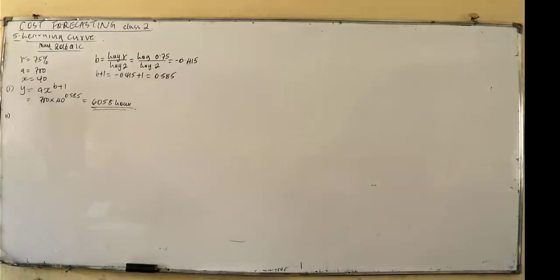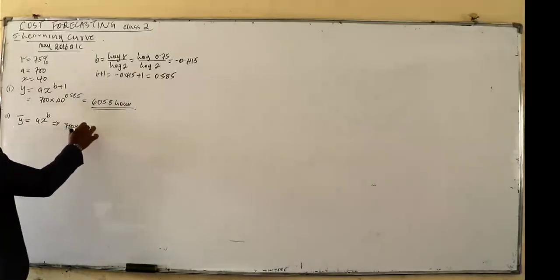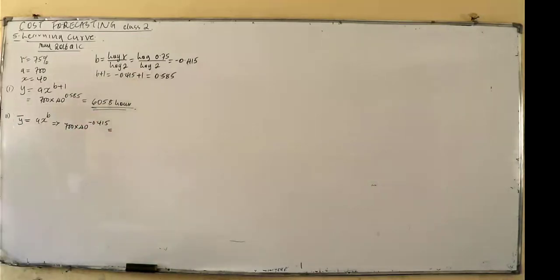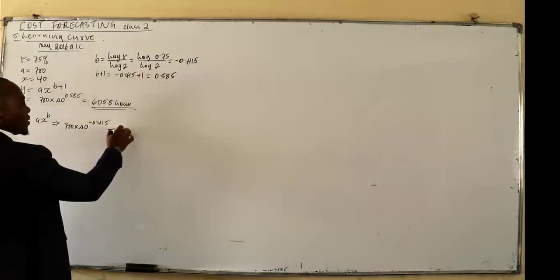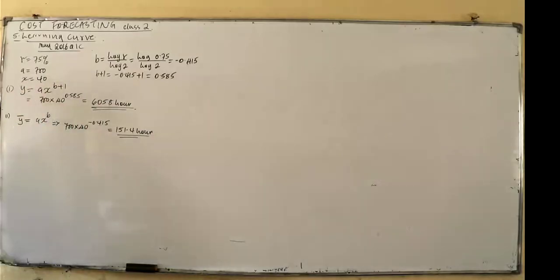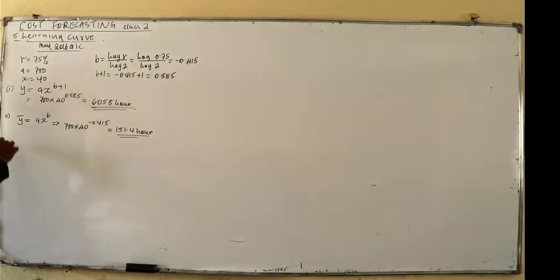And number two. The average time to build each of the 40 units. So to get the average, you can take 58 divided by 40, or we use the formula y bar, which is the average. It's ax raised power b. So it will be a, it's 700, x, there are 40 units, b is negative 0.415. So give me the average. You get 150.4 hours. You see, the first unit took 700 hours, but to make all the 40 units, on average, we'll be taking 151.